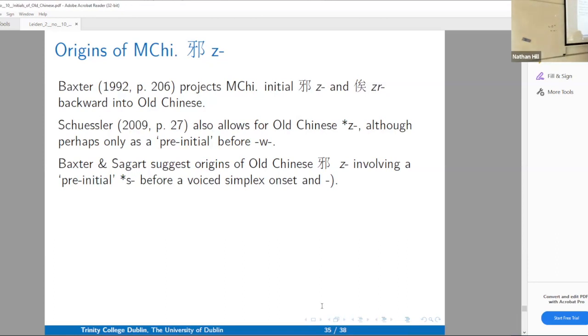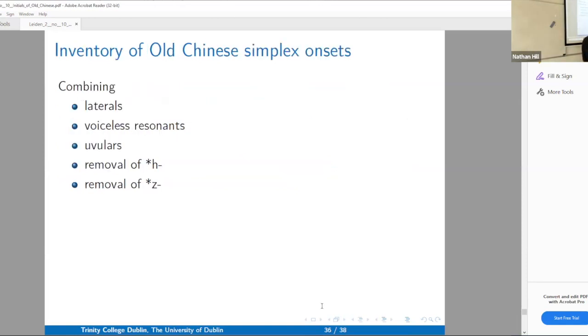And then Baxter and Sagart have all kinds of origins of za that we've seen before, like an s prefix that voices before voiced stuff, but not before nasals. Remember that sla becomes za and sma becomes za and sna becomes za, but actually I think only in some environments. In some environments it becomes ga, but in others it would become za and so on. Okay, that we covered a couple days ago. We should say that Baxter and Sagart have lots of ways of getting these, so they think that there weren't any of these in Old Chinese.